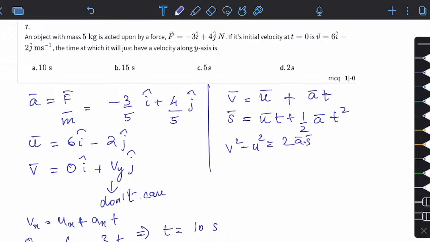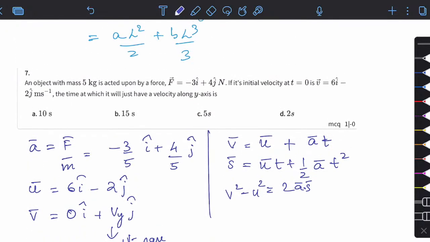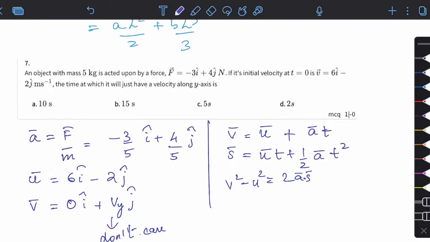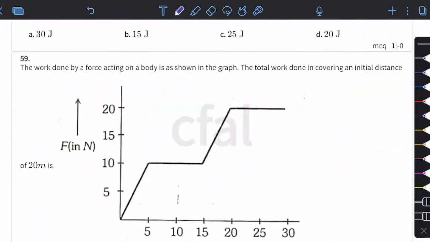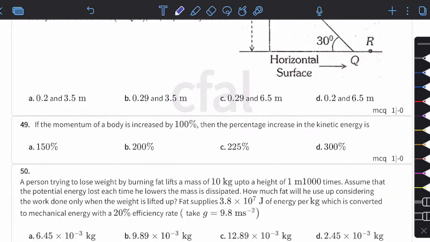Is this clear, Prajwal? Yeah. Okay. If there are any other doubts, again let me know. If not, I'll move on to the graph questions.